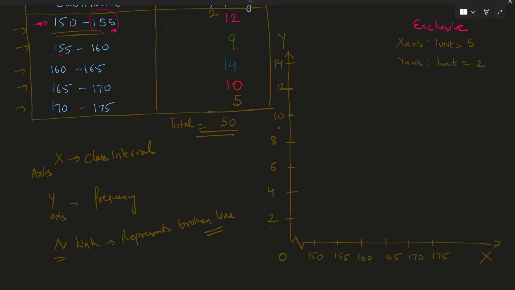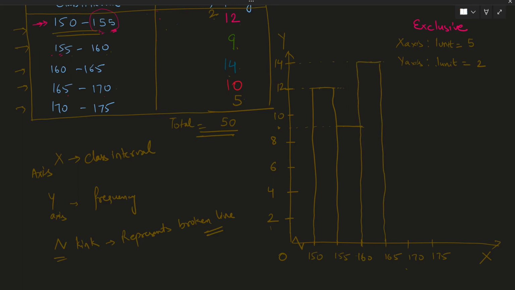150 to 155, it is 12. Yeah, 150 to 155. You have to draw straight lines with the help of a scale. Okay, I'm using just my pen to do it, so it will not come exactly straight. Then 155 to 160, it's 9. 9 will come between 10 and 8. So let's, from here, 155 to 160. Then 160 to 165 goes to 14. So let's just join it.